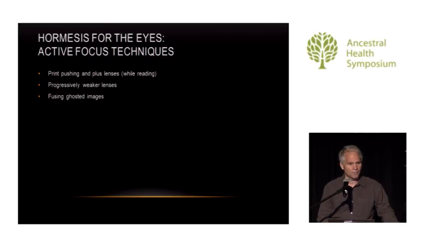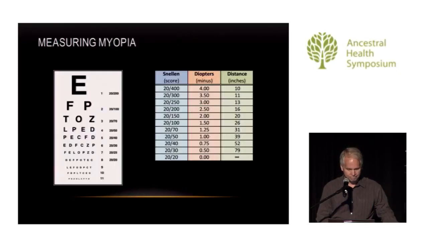First of all, there's print pushing and plus lenses, which you use while you're reading. Secondly, for distance, there's the use of progressively weaker lenses or fusion of ghosted images, which I'll talk about.